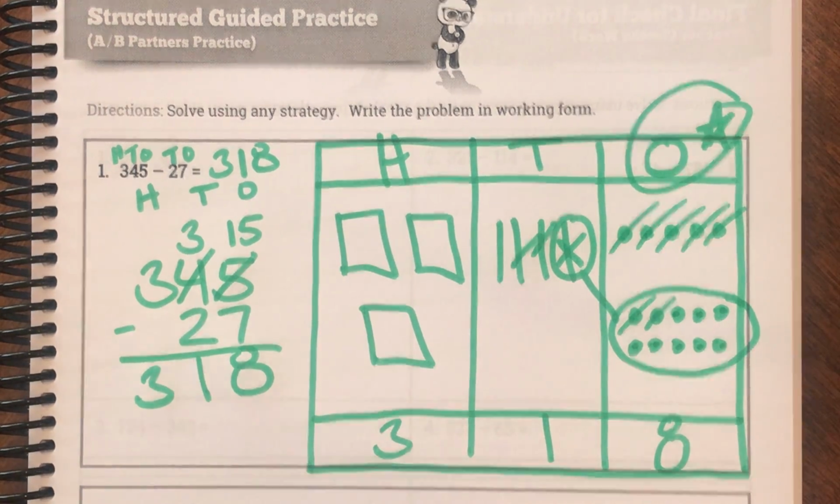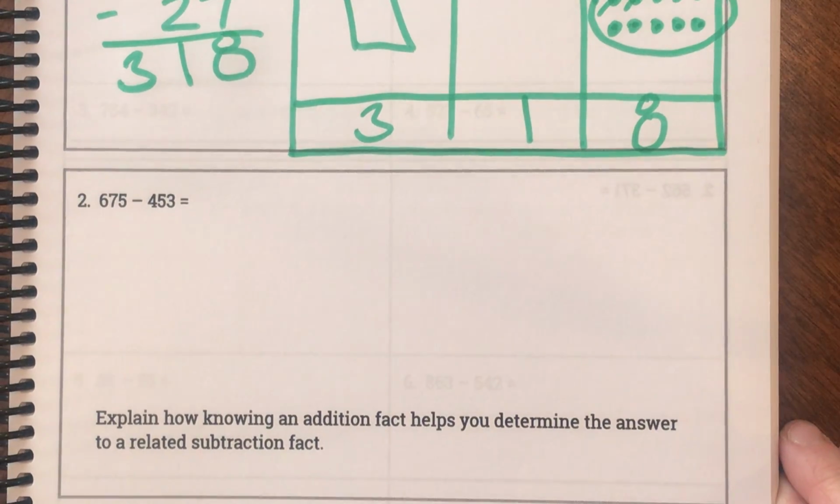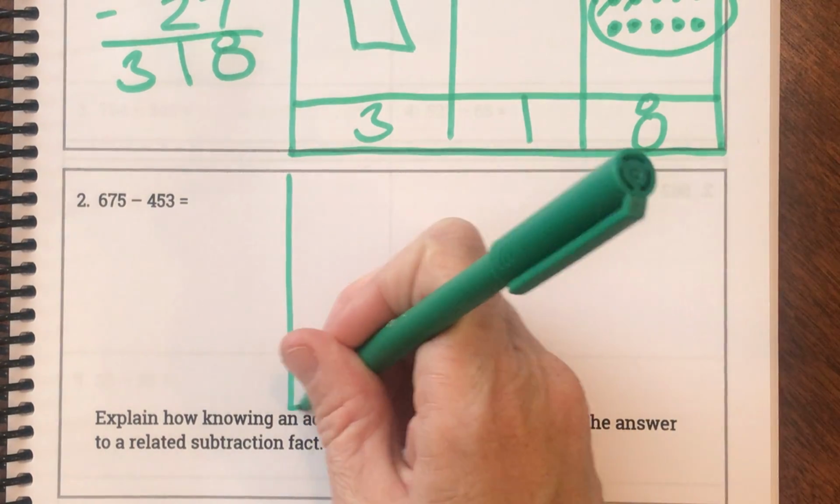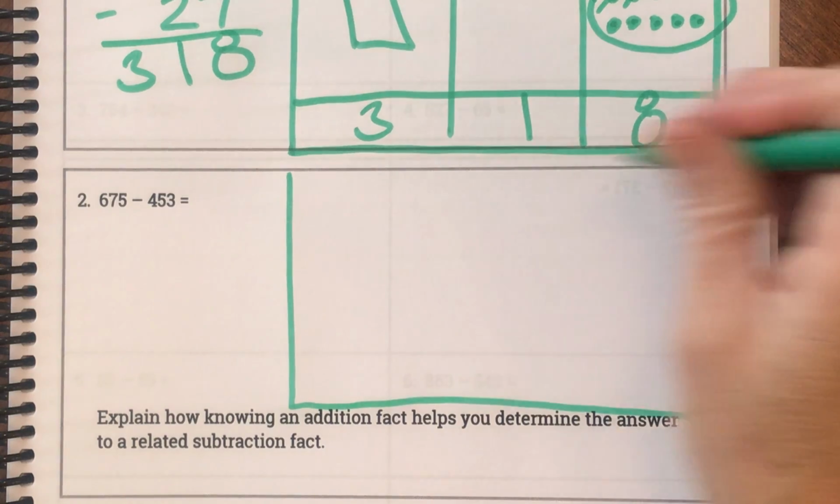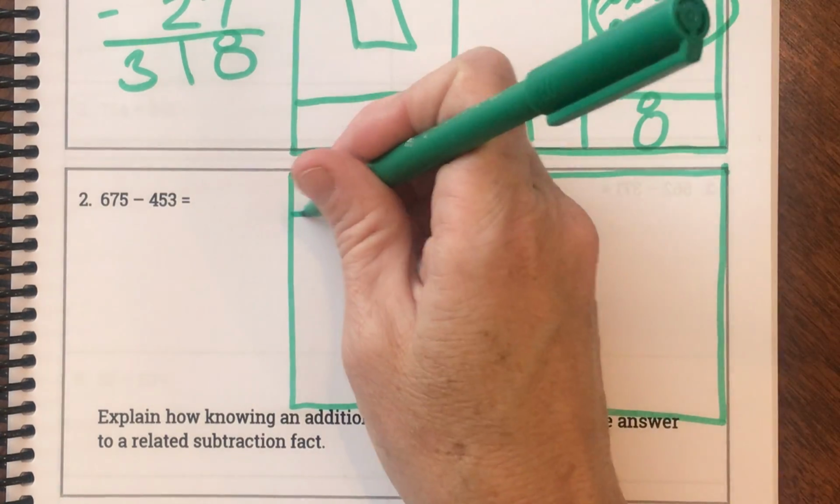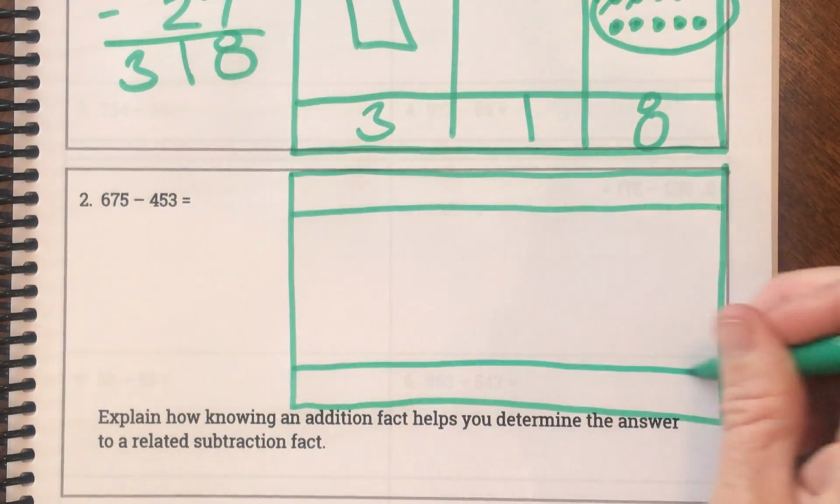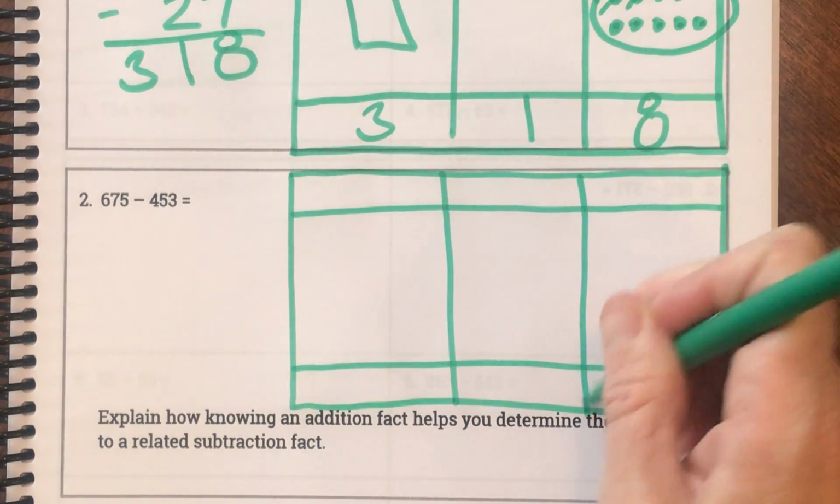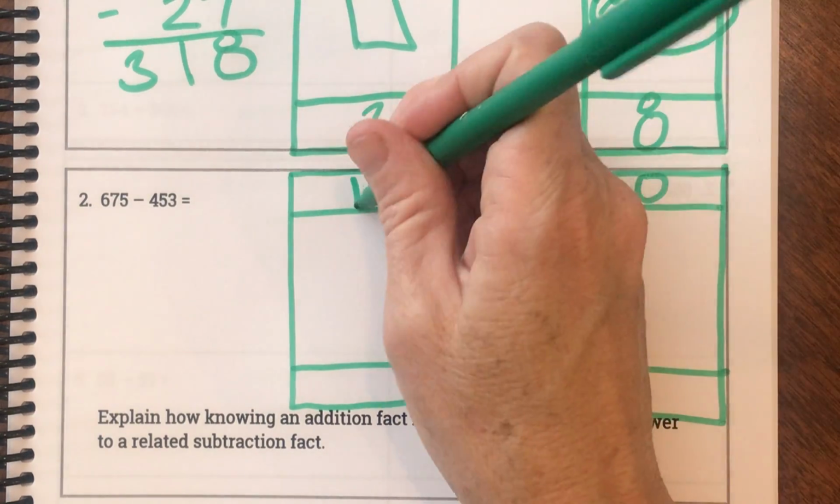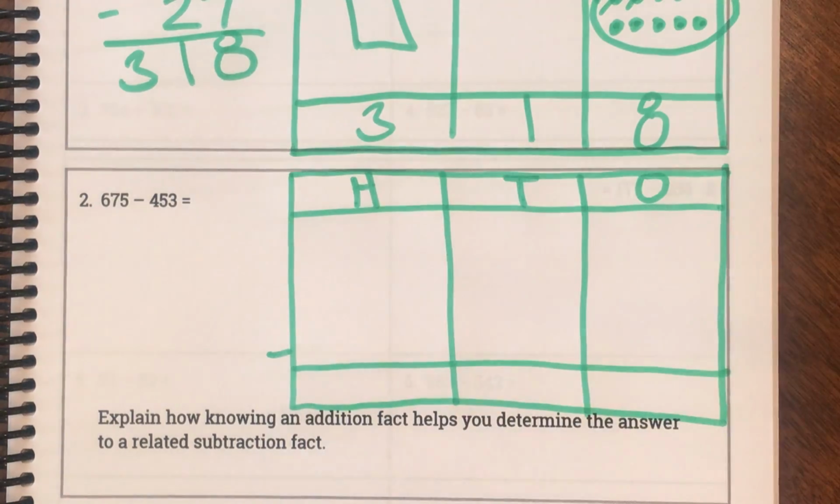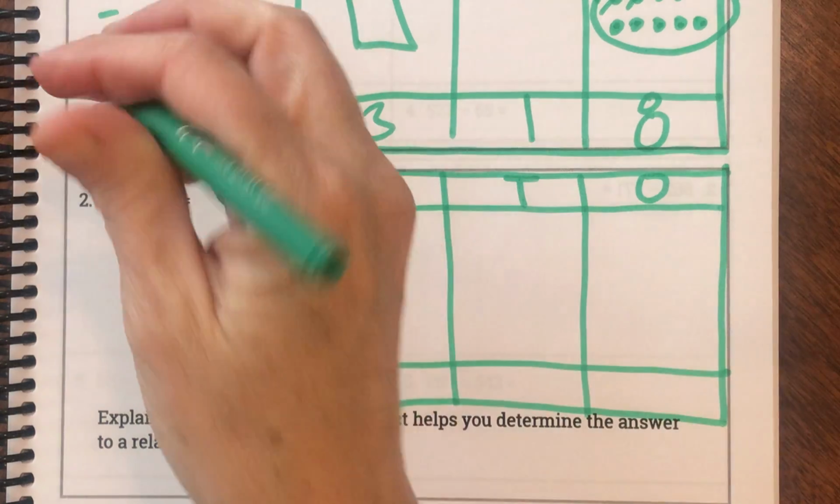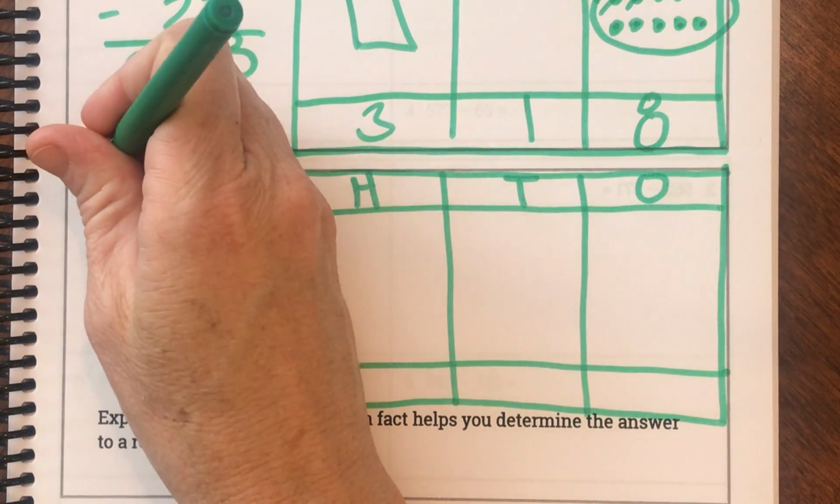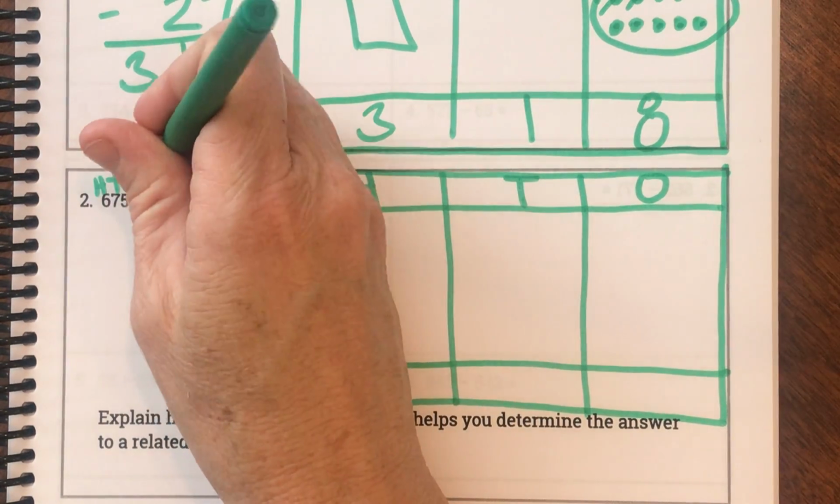Okay, ladies and gentlemen, let's do our last one together. Our problem is 675 subtract 453. Okay, so we're going to draw our place value chart, and I know we don't have as much room in this one. So we'll have to work a little tighter. If I'm going too fast, you can pause till you have your place value chart written. Okay, let's now do our place values. So we have ones, tens, hundreds, ones, tens, hundreds.